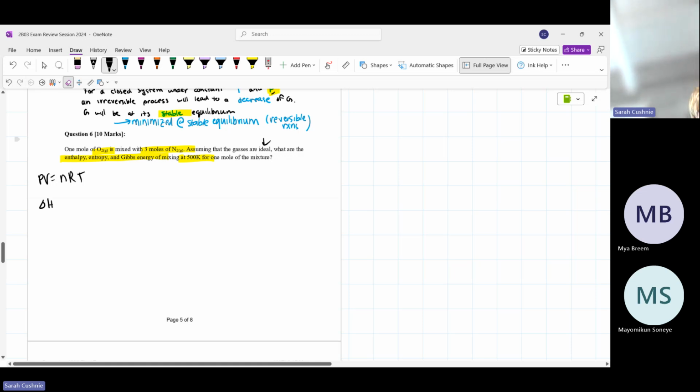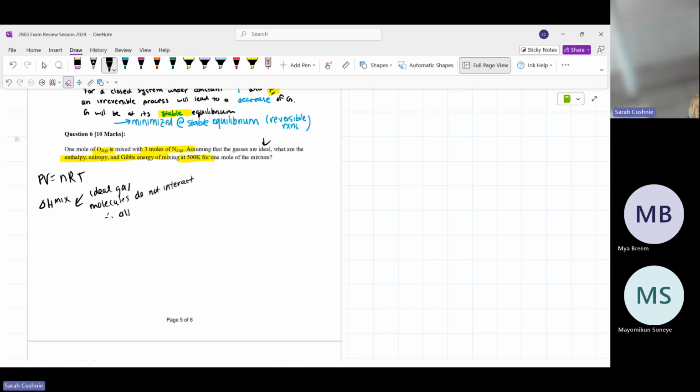So delta H, right? Let's remember what delta H relates to. Delta H again relates to bonds forming or any sort of heat, any sort of interaction between the different particles. But one of the properties of an ideal gas is that the gas molecules do not interact.